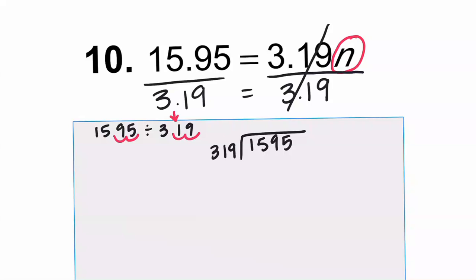319. Now you're like, oh my goodness, I can't count by 319s. This is going to take forever. I hate this. Well, we don't really have to count by 319s yet. We can estimate. So we're going to say this is 300s and this is 1500s. So I really just need to estimate how many times can 300 go into 1500, or how many times can 3 go into 15.